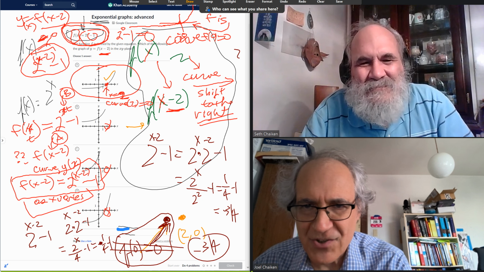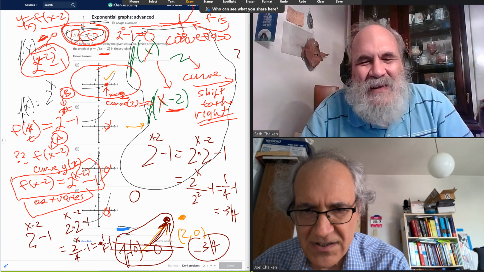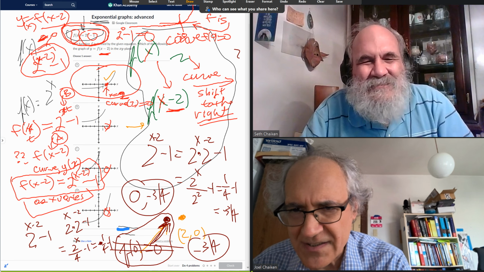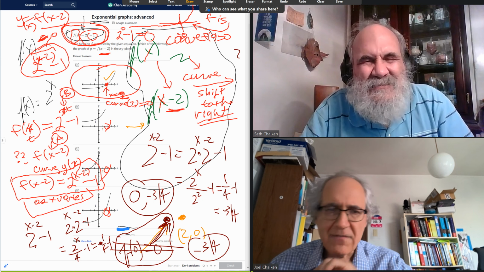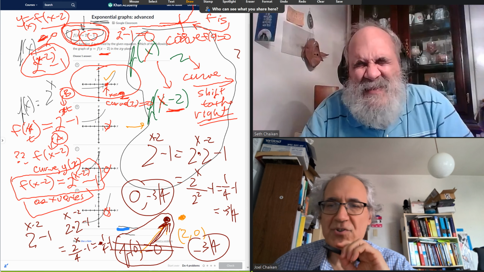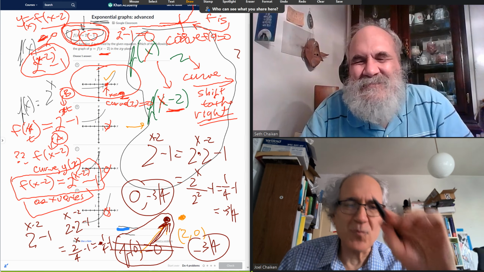So that means that this graph has the point 0, -3/4. Choice A is the only one that goes through 0, -3/4. Okay, that's the fourth approach. Now there's the last approach, which Seth suggests.